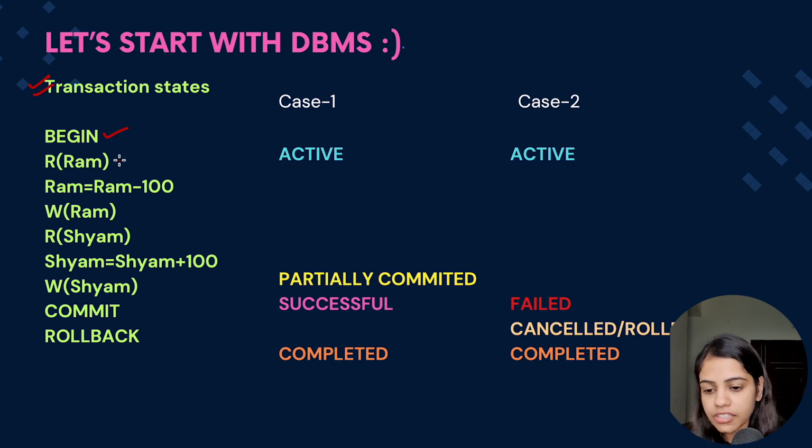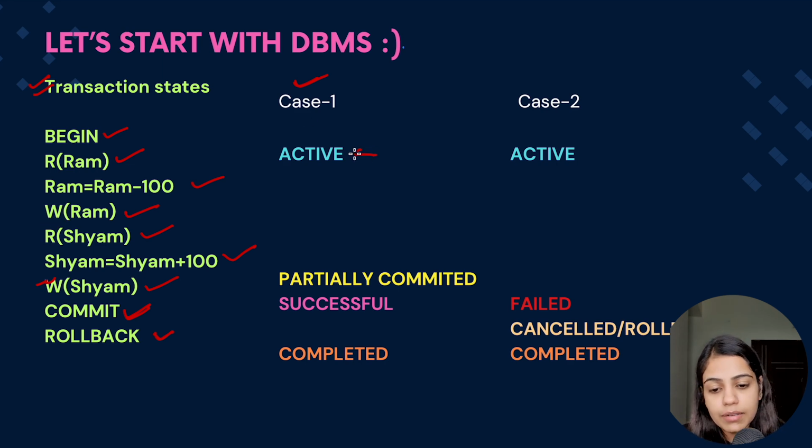First we begin the transaction, then we read the value from Ram, then we do the arithmetic operation, then we write in Ram, then we read the value of Shyam, we do the arithmetic operation, we update the value of Shyam, then we do commit so that all the data is pushed into the database if everything is successful, and we perform rollback if we encounter any issues. So case 1 is where all the operations are successful and we are updating the data into the database.